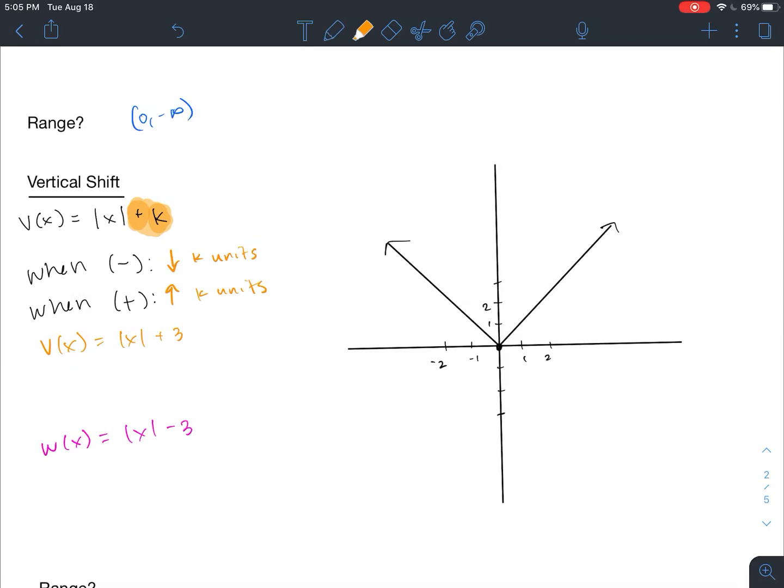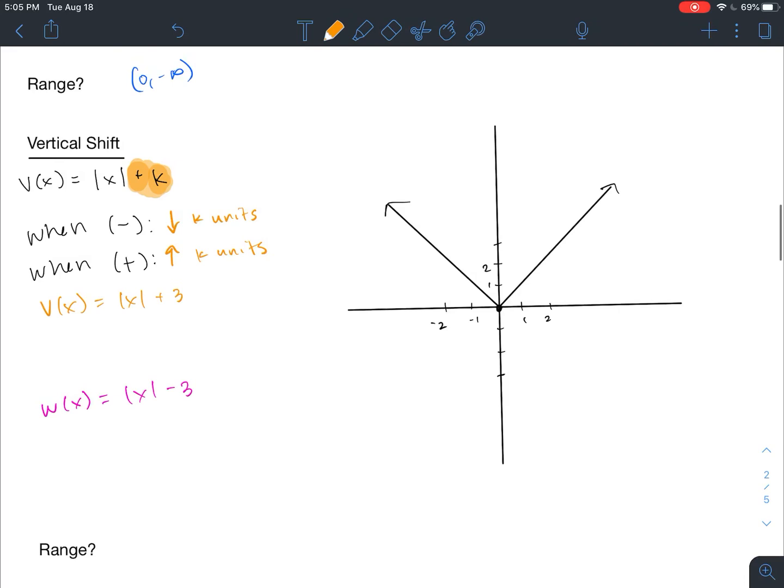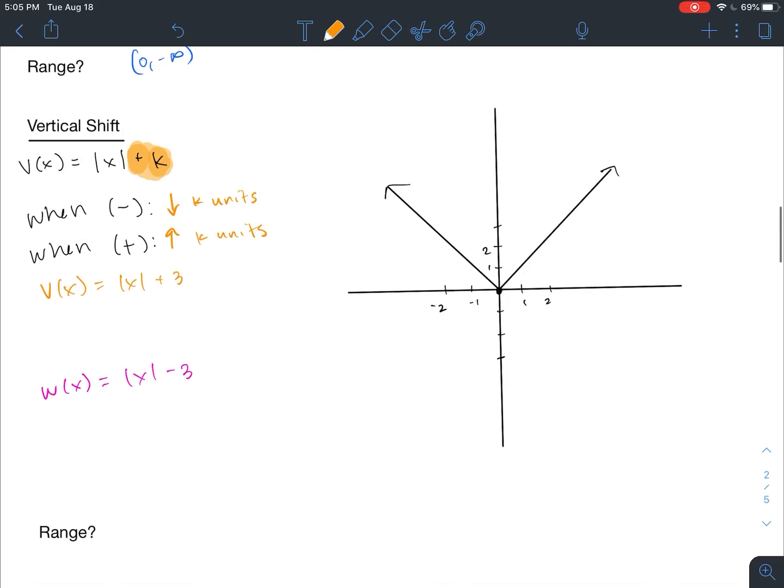So here I have my parent function. Let's go ahead and graph this function right here. So let's go ahead and put in 0. But in this case, let's start with our vertex right here.